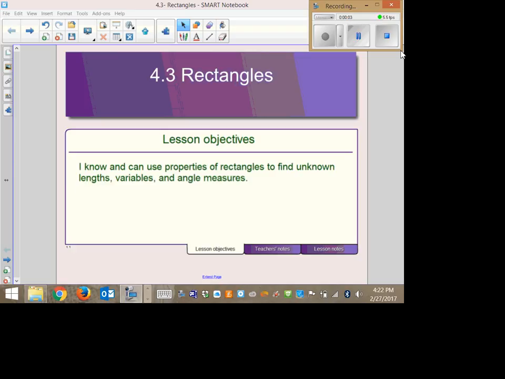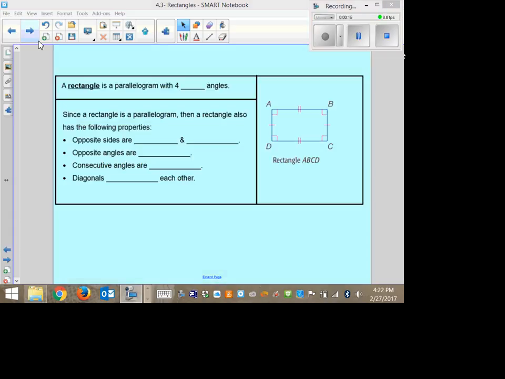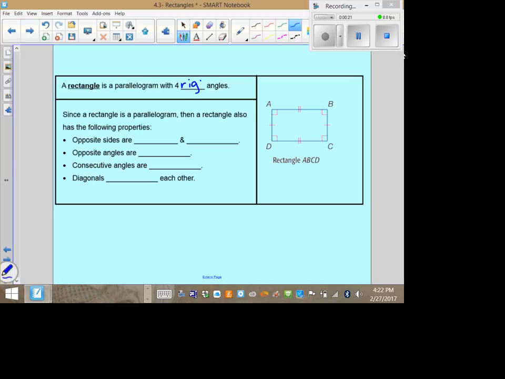In section 4.3, we're going to be looking at rectangles. So the lesson objective: I know and can use properties of rectangles to find unknown lengths, variables, and angle measures. Note a rectangle is a parallelogram with 4 right angles, and note that these are 90 degrees.